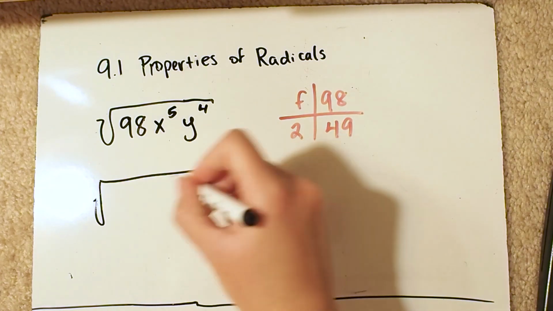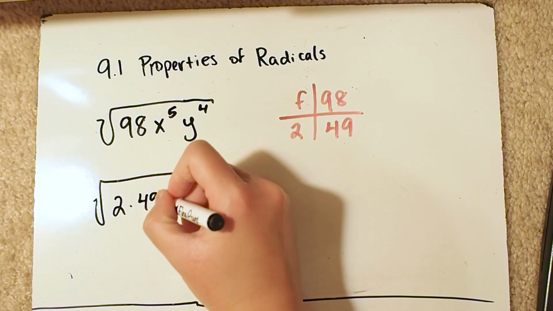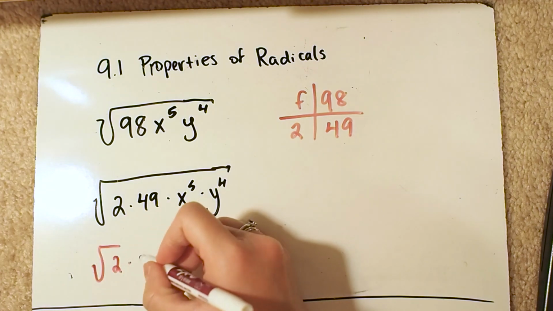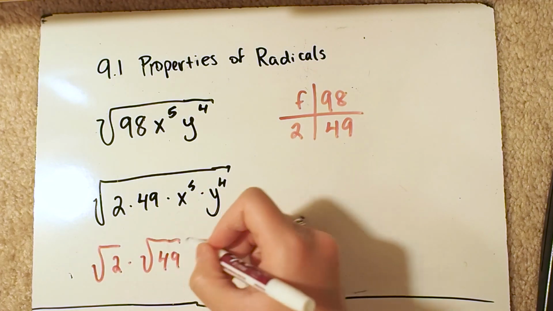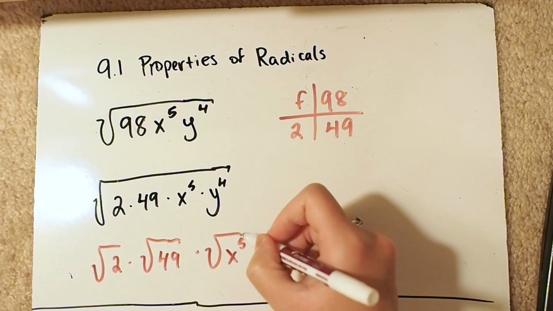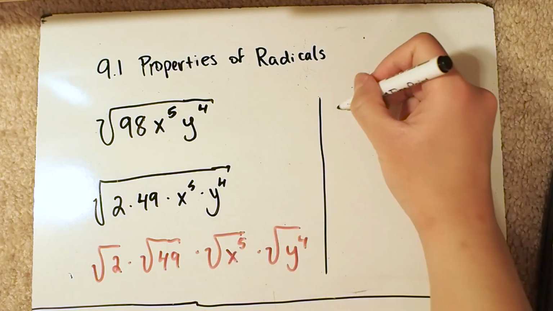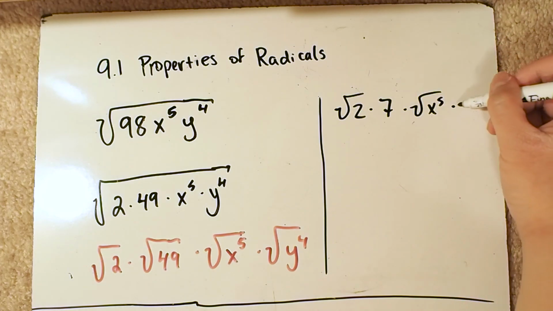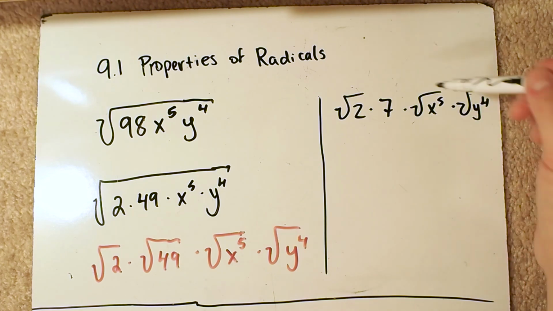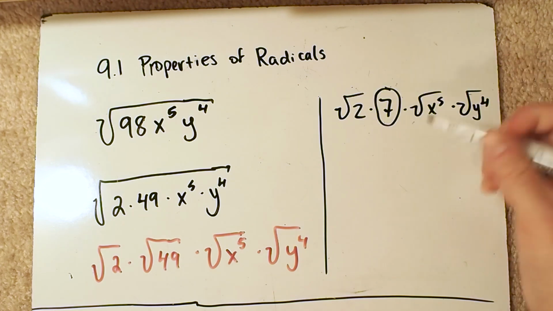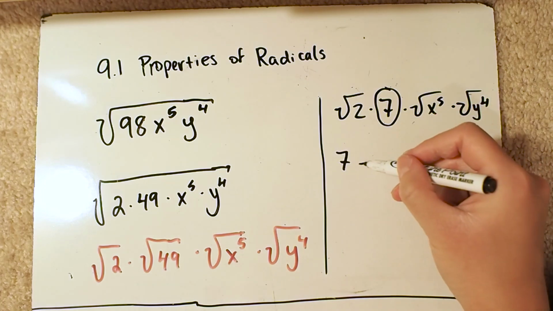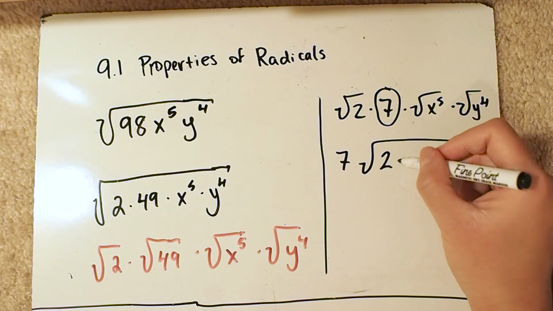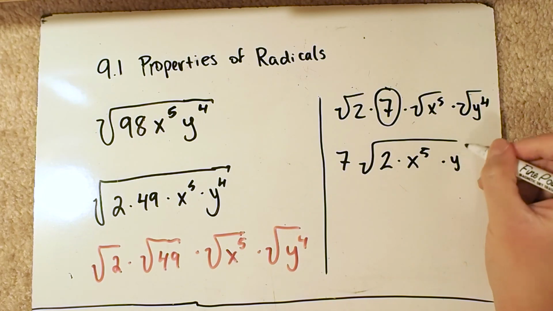I rewrite it inside the radical as 2 times 49 times x to the 5th times y to the 4th. If I were to rewrite that with the product property, square root of 2 times square root of 49 times square root of x to the 5th times square root of y to the 4th. So I have square root of 2 times 7 times square root of x to the 5th times square root of y to the 4th. Because 7 is not in the radical anymore, it's been freed, we're going to put that on the left over here. 7 times all the rest of this stuff, which is still stuck in radical form for now. 2 times x to the 5th times y to the 4th.